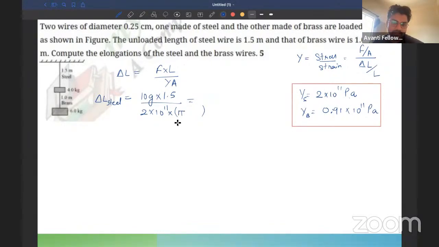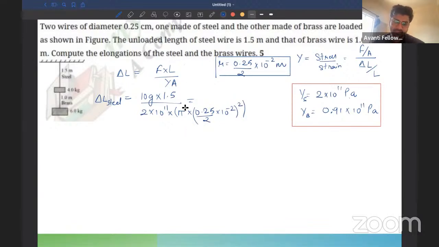So I'll write pi r. What is the radius? Radius is half of diameter. What is diameter, sir? Diameter is 0.25 centimeters. So what will be radius? Radius will be 0.25 divided by 2 into centimeters को meters में करने के लिए 10 to the power minus 2 meters. Okay, we want every data in SI units. Okay, so pi r square, r is 0.25 upon 2 into 10 to the power minus 2 का square. So this is area.